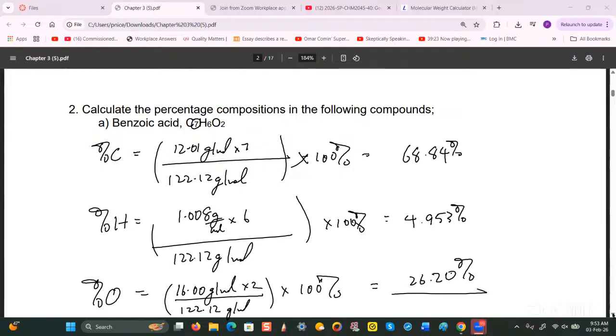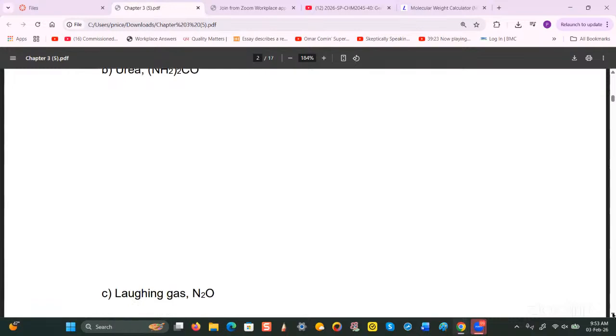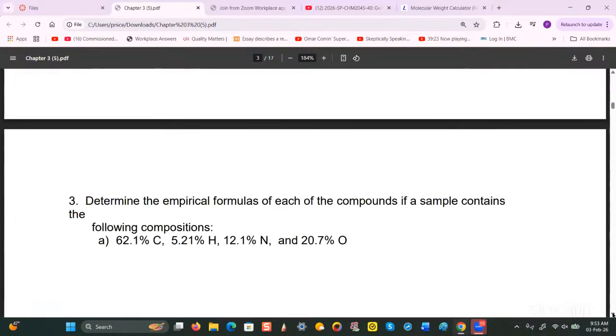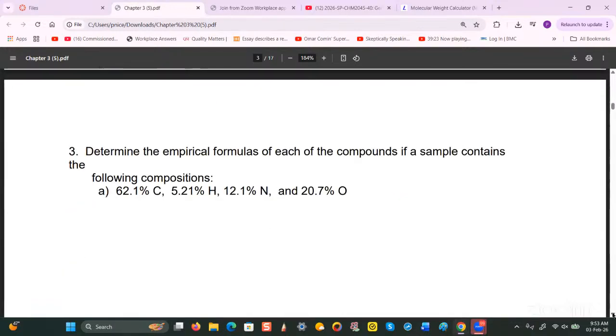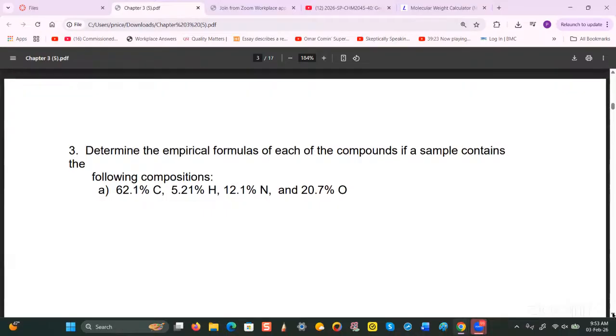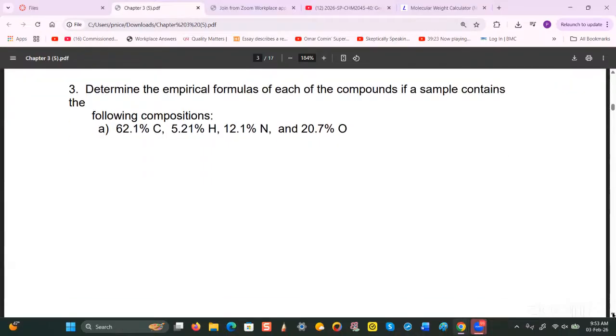And then scroll down. So that's B for you to do, C for you to do. Okay, now this is more challenging than what we just did, because what we just did was that based on the formula, we determined the percent composition of the different elements present. In this case, we're doing the reverse. You're given the percent compositions, and you're asked to determine, in this case, the empirical formulas, right?